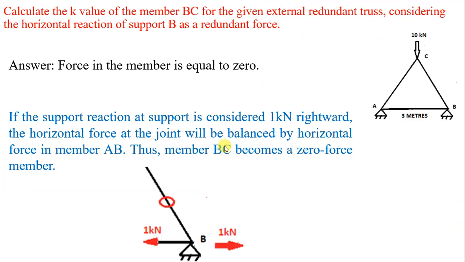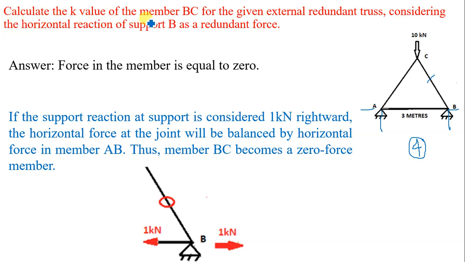Why 60 kilonewton? The next question is: calculate the K value of the member BC. This is member BC for the given externally redundant truss. This truss is externally redundant because it is supported on a hinge support at A. So there will be two unknowns at A and two unknowns at B. Thus four unknown reactions are there, and we have three equilibrium equations, and hence the truss is externally redundant.